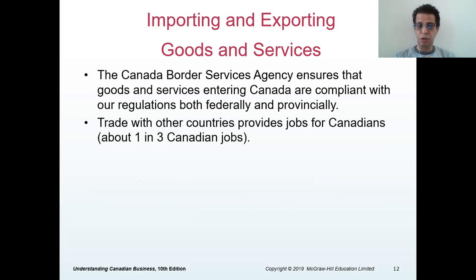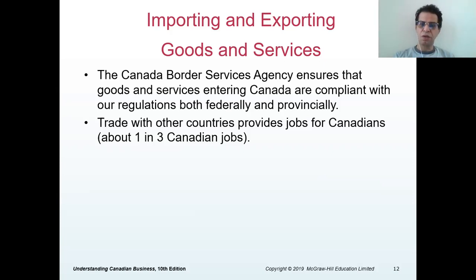Importing and exporting goods and services. The Canada Border Services Agency ensures that goods and services entering Canada are compliant with our regulations, both federally and provincially. So let's assume there is a farmer here who produces milk and makes a complaint to the Canada Border Services Agency that the Americans are dumping their prices or adding water in their milk, whatever. Their job is really to investigate and stop it if it's necessary and if they find this out.